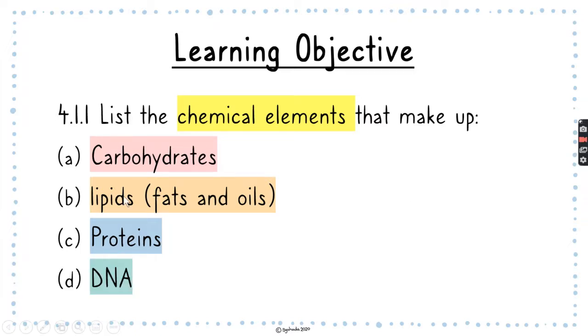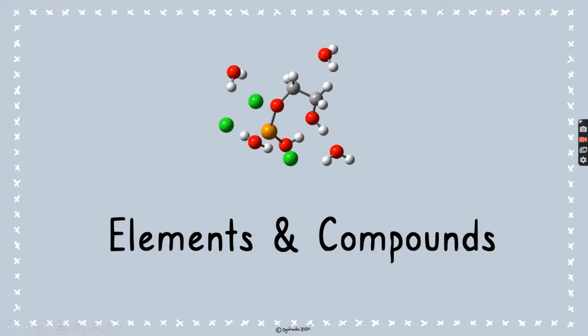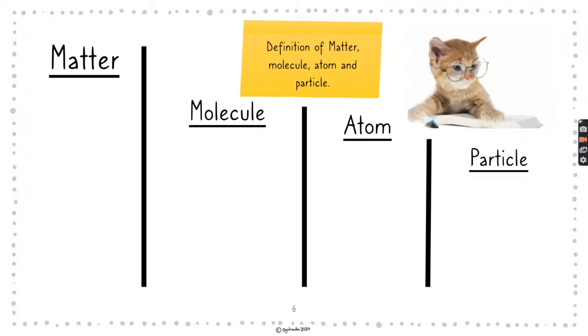The term lipid here is another term to refer to fats and oils. So I hope that you guys can familiarize yourself with the term lipids now, which refers to fats and oils. So, chemical elements and compounds. Let's try to do a little bit of a recap on what these two words mean.